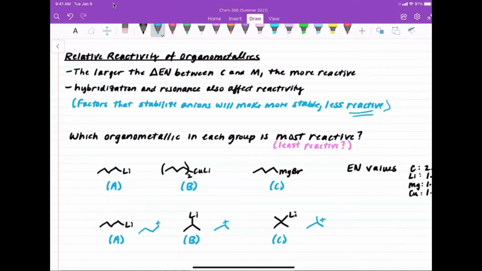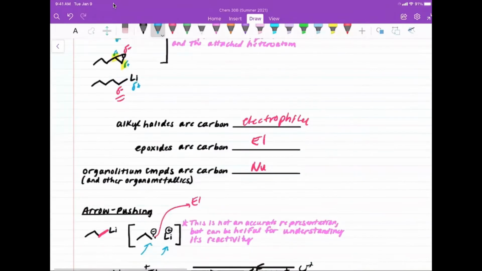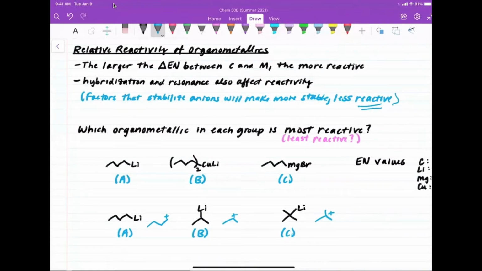Okay, so when we're trying to think about which organometallic is more or less reactive than another, one thing we can look at is the nature of the metal. We already covered this, right? The bigger the electronegativity difference between carbon and the metal, all other things equal, the more reactive it's going to be. The smaller that gap, the less reactive it's going to be. So that is what we're looking at for this first set here.